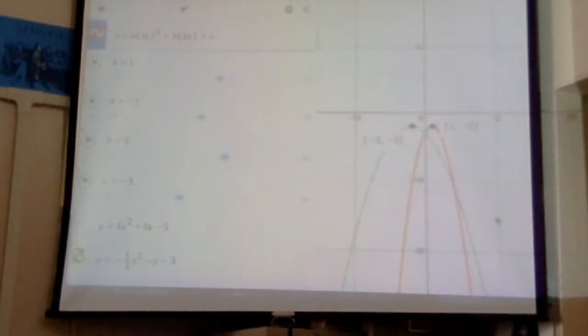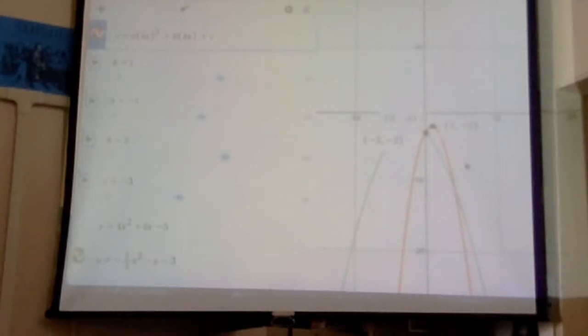Okay? So we also had a stretch. You can see it's wider than the red, our original. And it's been flip-flopped. We have the same y-intercept here because we basically just flipped it over to the other side. That's how these things work.